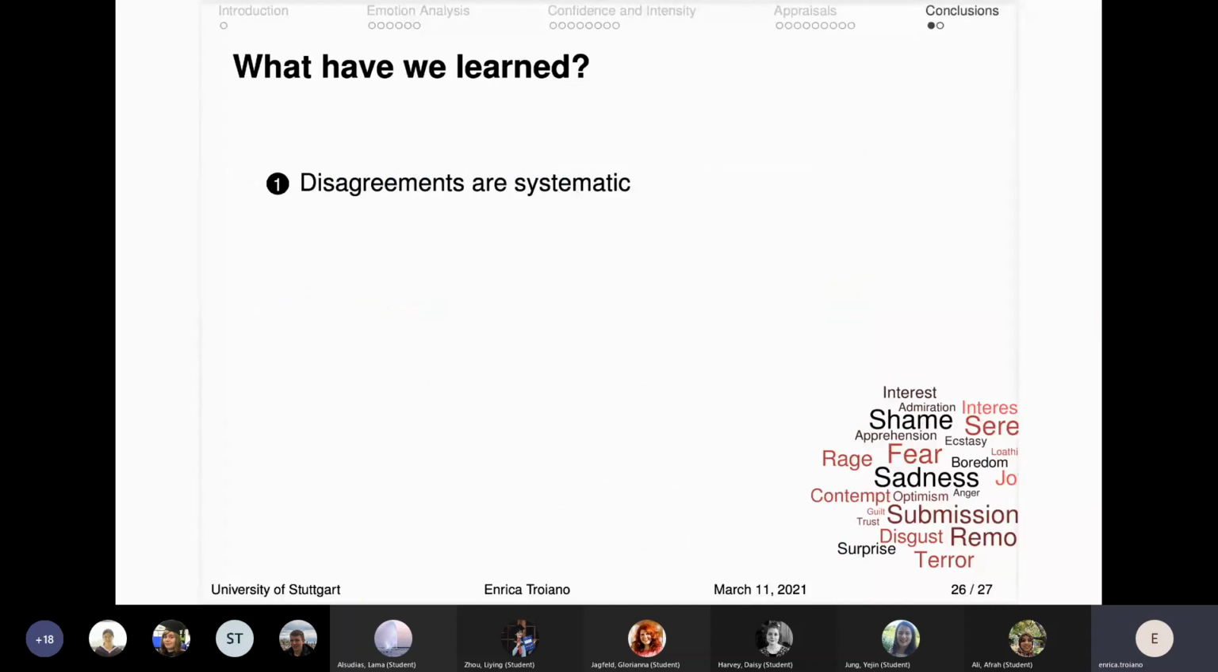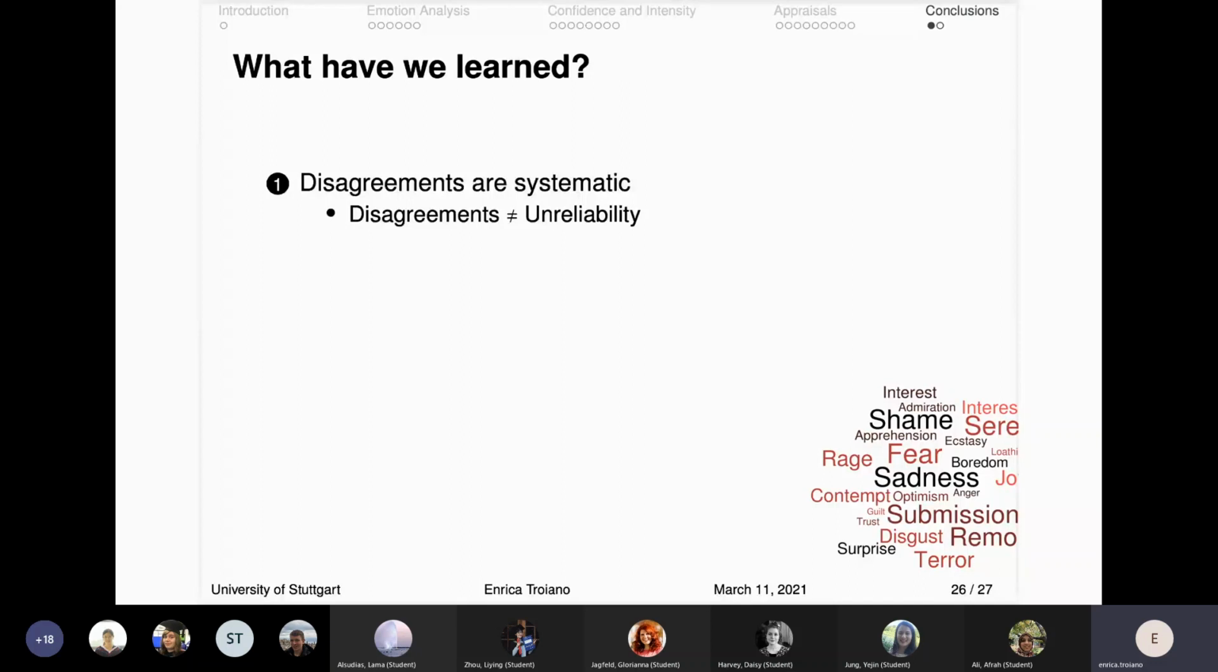Okay, so what have we learned from these two studies? One thing we learned is that disagreements are systematic. There are patterns in disagreements, in the sense that people disagree less if they are more confident about their annotation choices and if the perceived emotion intensity is high. But if there are patterns in disagreements, then maybe such disagreements are not a symptom of unreliability, at least not necessarily.